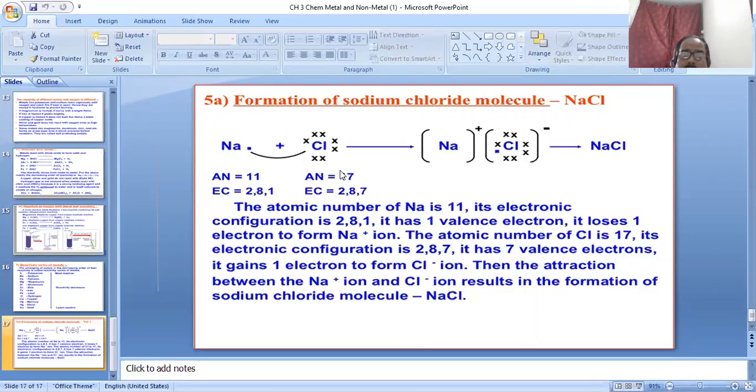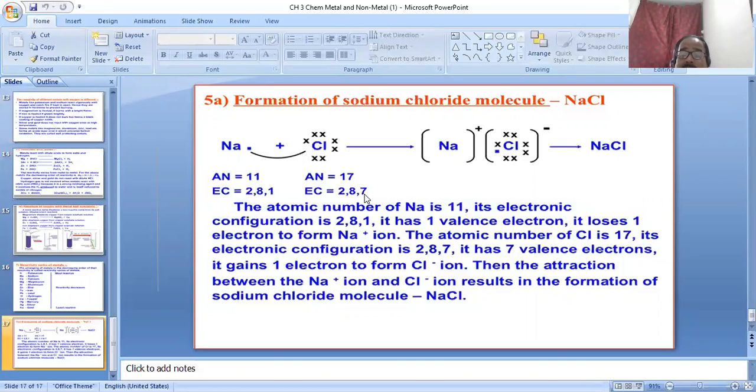So when both elements combine with each other, sodium donates one electron. This one electron is present in the third orbit, and it is the valence electron. Valence electron means the electron which is not satisfied. And chlorine's electronic configuration is 2, 8, 7, so the valence electron is 7. So it requires one electron to fulfill its outermost shell according to Bohr-Bury.